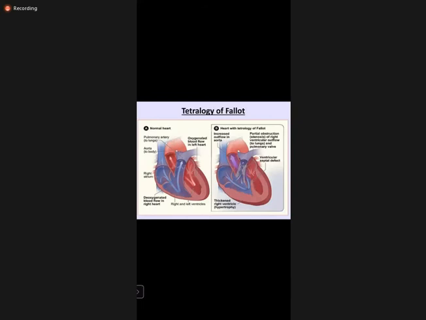Here you can see the picture. On the left side there is a normal heart. On the right side there is a heart with the tetralogy of Fallot. In this picture you can see a large VSD, the subpulmonary stenosis, and the aorta overriding the interventricular septum over the VSD, and there will be a right ventricular hypertrophy due to subpulmonary stenosis.